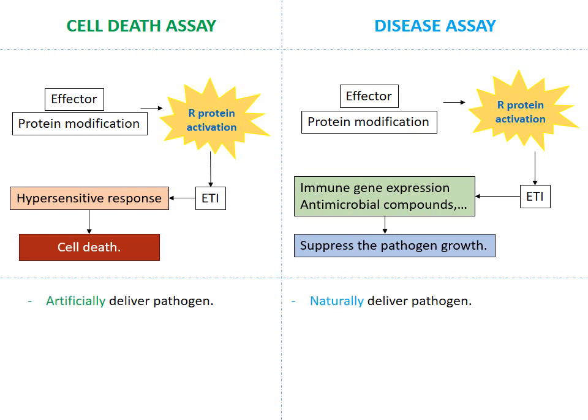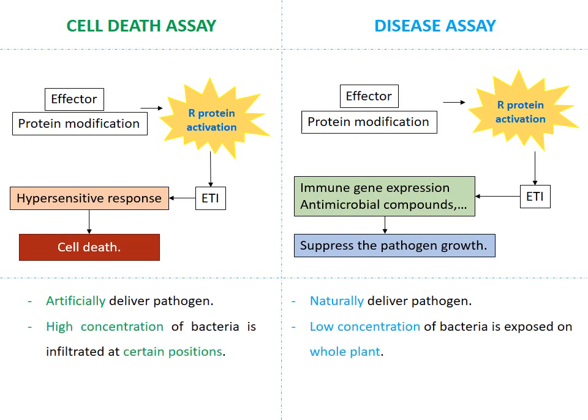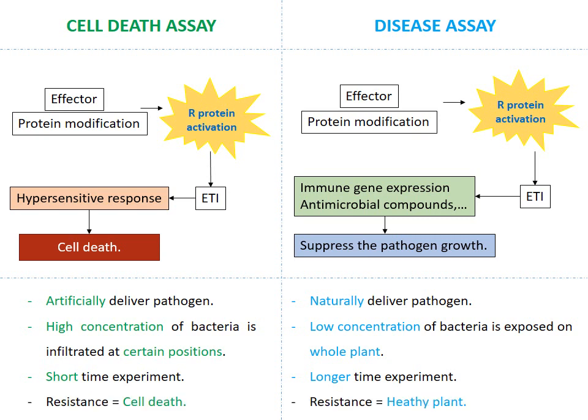That's why the plant can be healthy and successfully suppress the pathogen growth. Technically, the cell-death assay introduces the pathogen into the plant artificially by infiltrating bacteria into the apoplast, unlike the DC assay, which does it naturally. Also, the cell-death assay uses a high concentration of bacteria at a certain position, unlike the DC assay, which exposes the whole plant to a low bacteria solution. That's why the cell-death assay shows the result within a short time, but the DC assay requires several days. And the last difference is, in the case of the cell-death assay, resistance should show a cell-death symptom, but the DC assay should show a healthy status if it can suppress the pathogen.